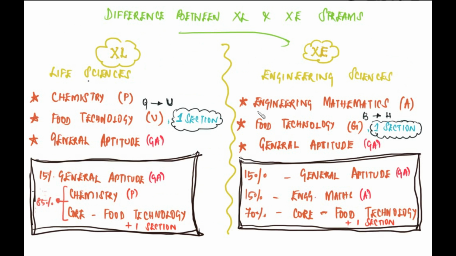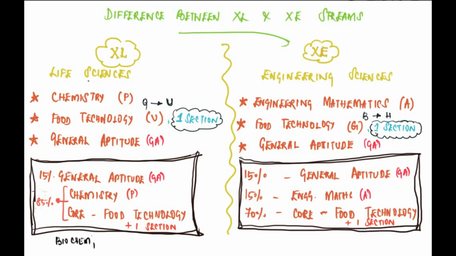Right. What's the basic difference between the XL and XE streams? As I already told you, XL refers to life sciences and XE refers to engineering sciences. So basically the question paper is going to comprise general aptitude, which is going to be common for all the streams. All the 24 streams will have general aptitude, and in addition to that, your XL life sciences stream will have chemistry plus the core subject for which you are going to appear. For the core subject you have 5 different options, right? So one is biochemistry.